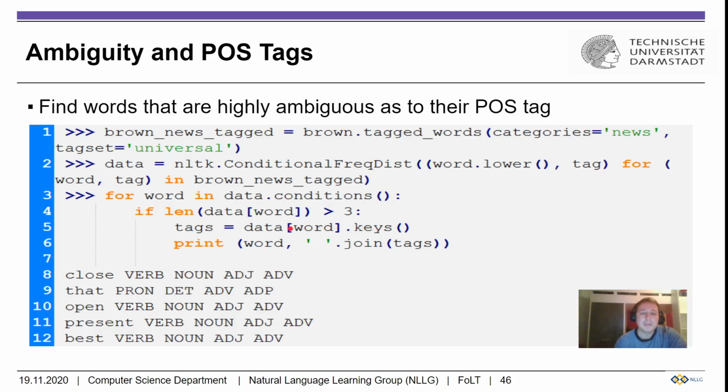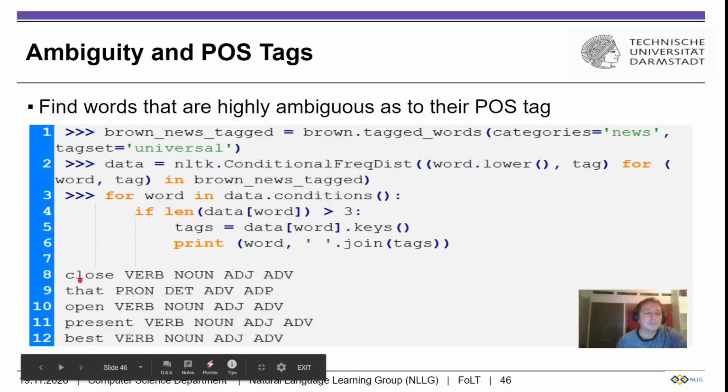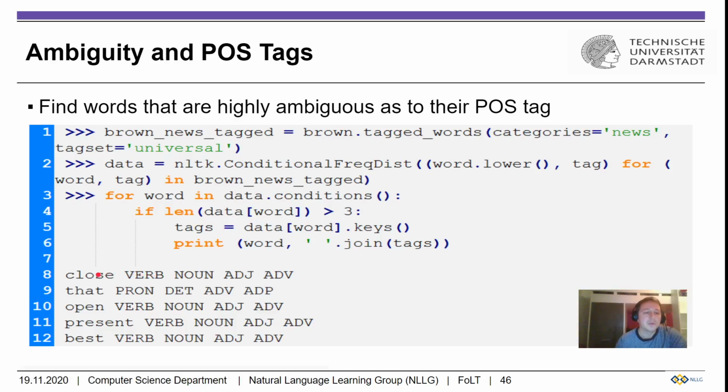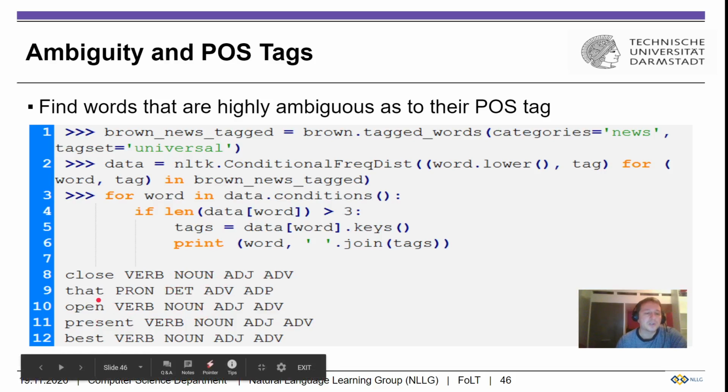And remember that data word gives an object which resembles a dictionary. So we take the keys of this dictionary, which are the tags, and then we print out the information. In this case this prints just a small subset. We see that the word close has 1, 2, 3, 4 different tags, and we see that we have 4 different ones. Now we can wonder what 4 different ones they have.